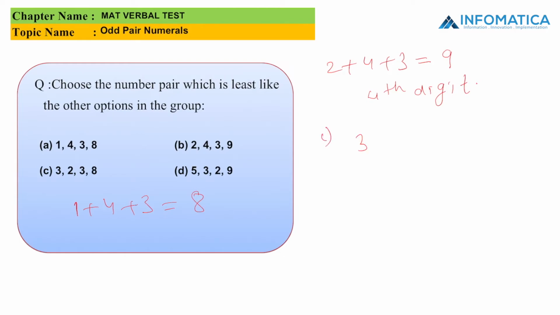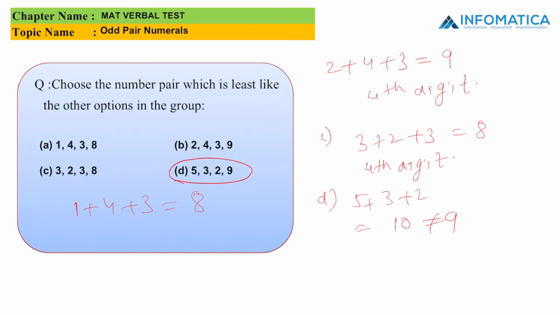Option C is 3 plus 2 plus 3, which is giving me the number 8, and this is nothing but the fourth digit. And if I add 5 plus 3 plus 2, I get the answer to be 8 plus 2, which is nothing but 10. So is it giving me the fourth digit? No, it is not giving me the fourth digit. Hence we can say that option D is the right answer.